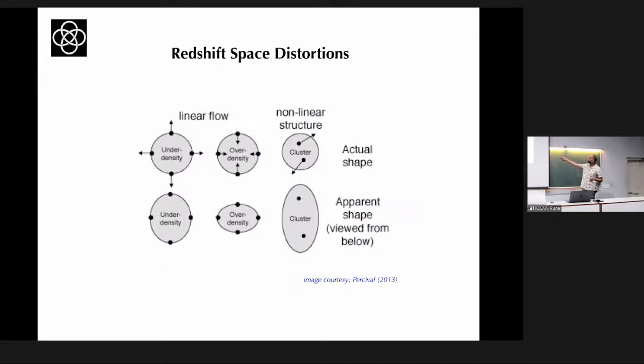So this object will be slightly closer than it should have been, and this one slightly further. These two objects will not be affected. They will be given their correct distances because there is no line of sight component to the velocity. So a circular looking object will become squished along the line of sight. Right? Good. And similarly, in an underdense region, a circular looking object will get enhanced along the line of sight. This is what happens with coherent flow.